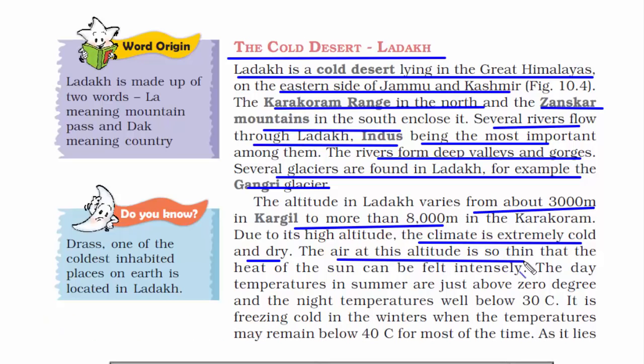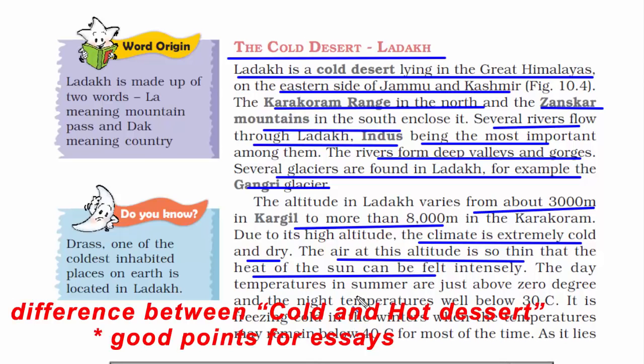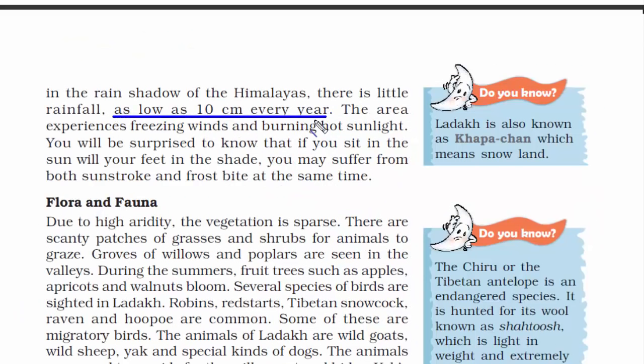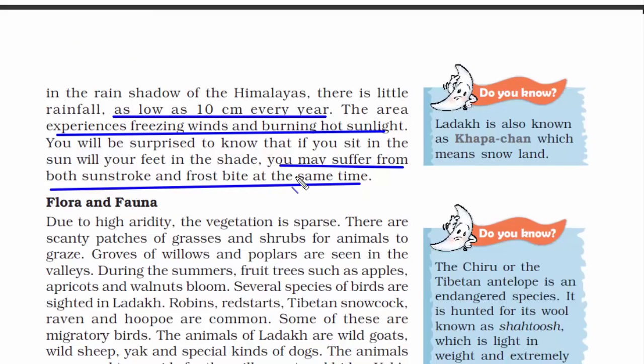The air at this altitude is so thin because of lack of oxygen. The heat of the sun can be felt intensely. So now you can see some of the characteristics of a desert. It's just that this one is a cold desert. Again, rainfall is as low as 10 cm every year. People suffer from both sunstroke and frostbite at the same time due to intense climate.